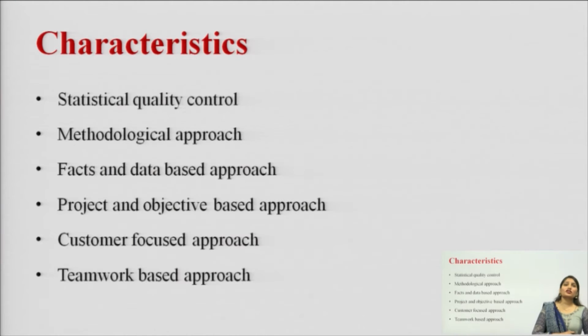Next is characteristics of the Six Sigma. Okay. The Six Sigma consists of statistical quality control, various methodological approaches, a facts and data based approach, a project and objective based approach, a customer focused approach and a teamwork based approach. Okay. First is statistical quality control. So, Six Sigma uses various statistical tools and statistical designs for assessing the variations, for assessing the units of variance in the quality of the pharmaceutical products.